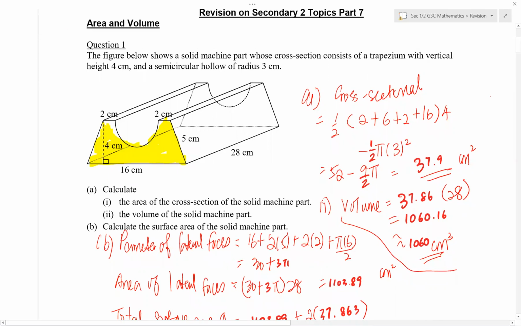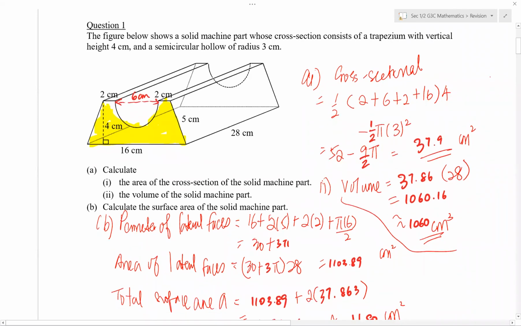So just put in the missing dimension over here. This will be our radius 3 cm, meaning 6 cm for the diameter. Okay, with that, we have all the dimensions required for semicircle as well as the trapezium. Then next, the volume of the solid machine part.